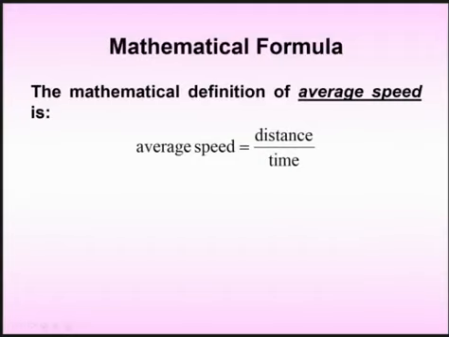Ta-da! Average speed is how much distance you were able to travel in total, divided by how much time it took you to travel that distance in total.